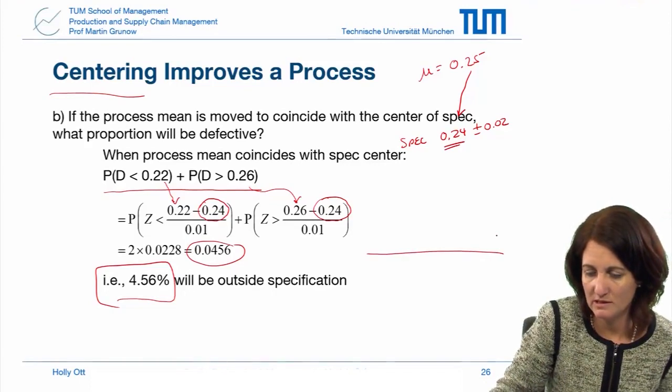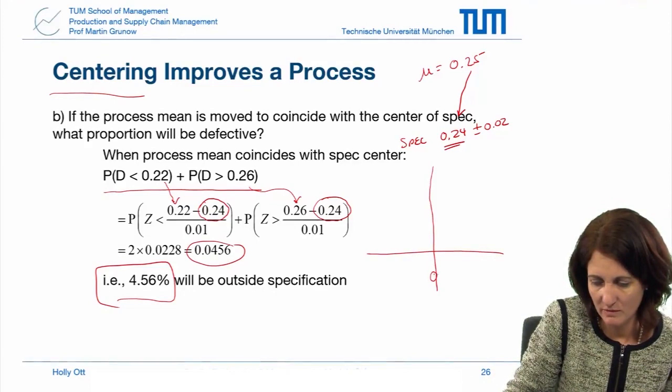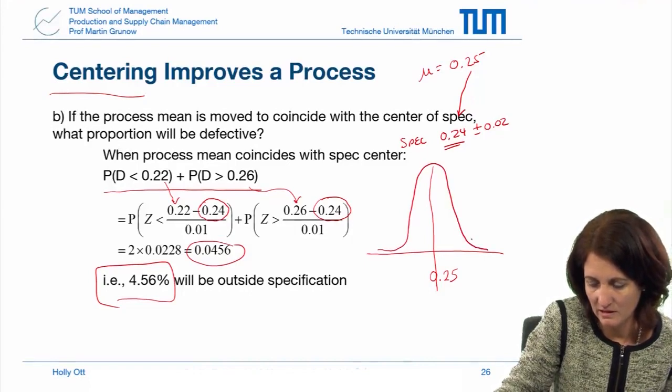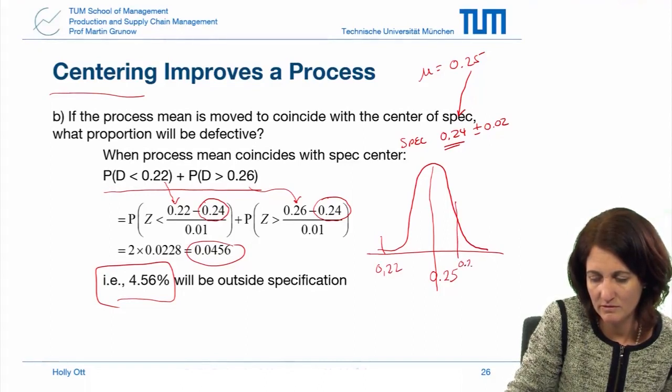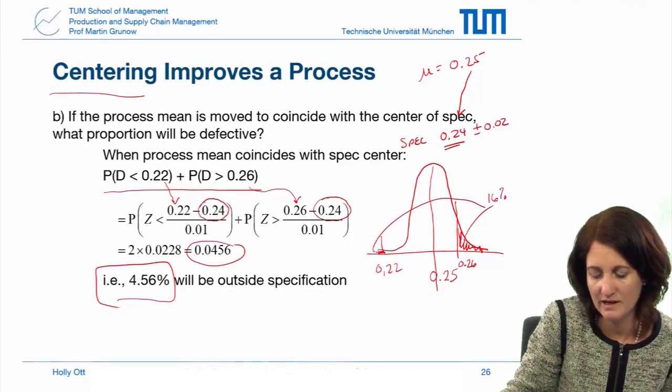Try to draw this. Difficult. So before, we had a mean of 0.25. We had a normal distribution, and we had a lower spec limit of 0.22 and an upper spec limit of 0.26. And when we added this together and this together, this plus this gave us 16% out of spec.